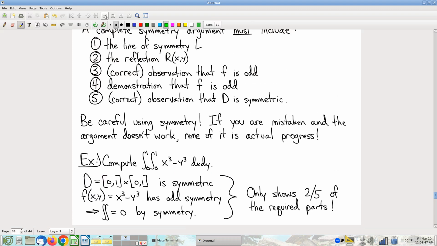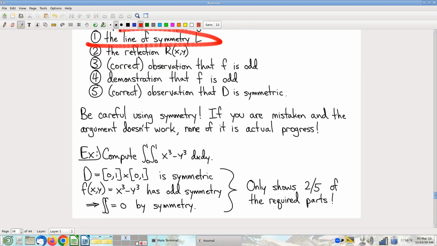Coming back up to here. The line of symmetry. What line of symmetry is it that the student claims? The student claims the domain has a symmetry and that the function has odd symmetry, but over what line? I don't even know what line we're talking about. So that's sadly missing. The student has not demonstrated that the function is odd. The student has claimed that the function is odd. Didn't demonstrate it. It's really not obvious that a function is odd. So again, that's missing. The student also never wrote down the formula for reflection, which would be important for demonstrating oddness.